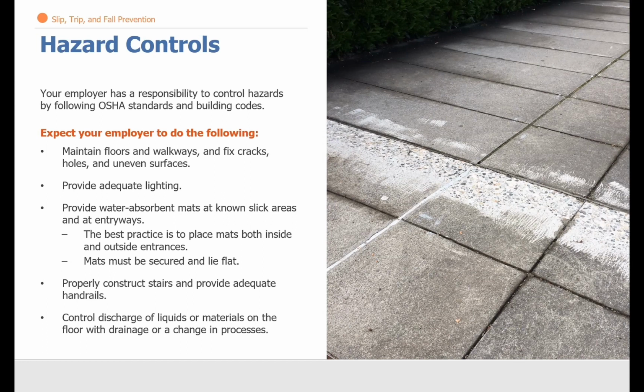And again, controlled discharge of liquids or materials on the floor with drainage. Whenever we do have chemicals, we have a chemical closet where you can dump chemicals down, but really we should be using our chemicals wisely. And if there's any water or anything like that, we need to make sure that we're carefully pouring it out and not just letting it splash everywhere around us.